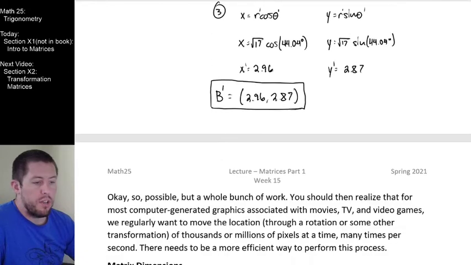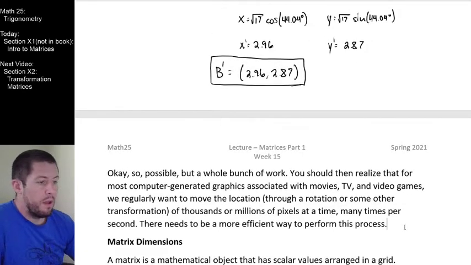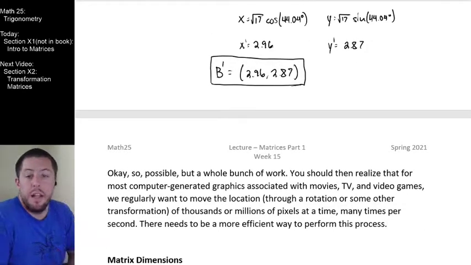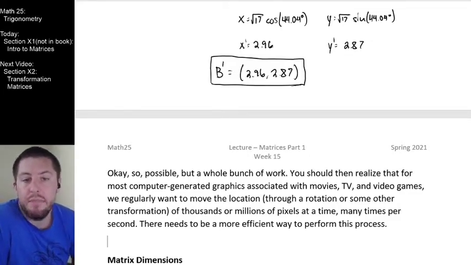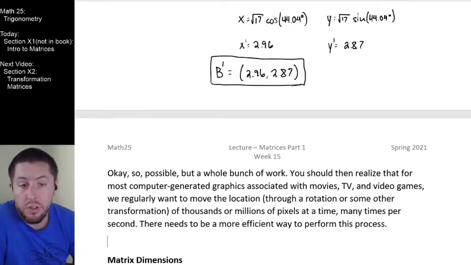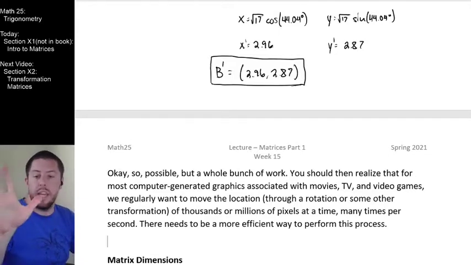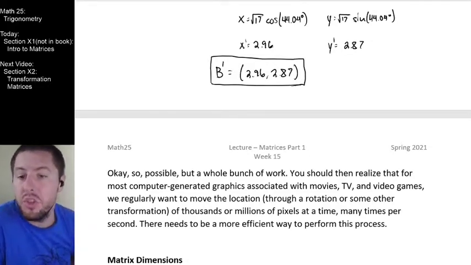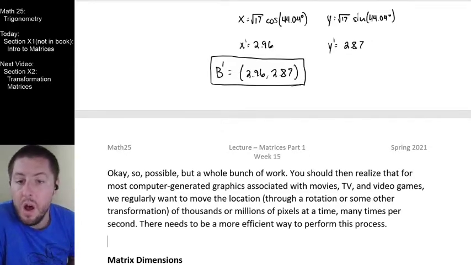Now, here's the broader thing to realize. So this was possible. However, that was a whole bunch of work. And you should realize that when we're looking at computer-generated graphics associated with movies, with TV, with video games, it's commonly the situation that we want to move the location of a pixel, or really thousands or millions of pixels at a time. We want to perform things like rotations or sliding them or maybe expanding them. All of these different types of transformations of a whole collection of points all at once. And we want to be doing this to thousands or even millions of pixels at a time, up to like 60 times per second if that's your screen's refresh rate.